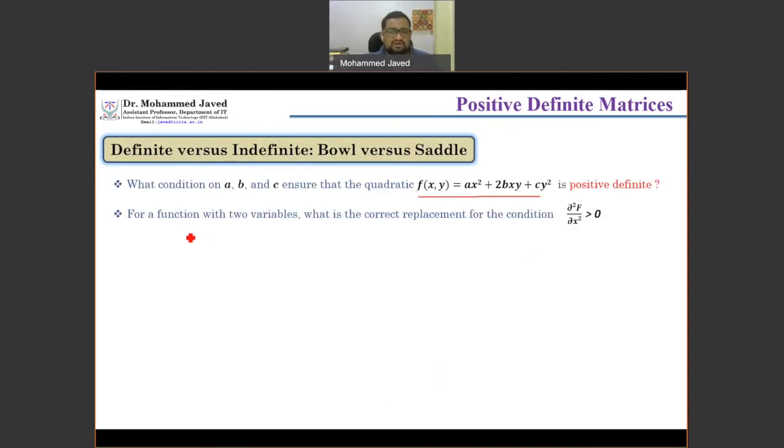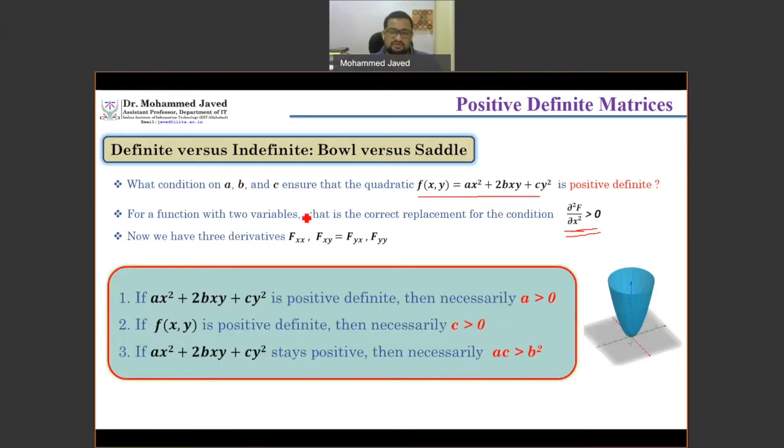Now, we have already calculated the second derivative and ensured the condition that the second derivative should be greater than 0, that is, positive. For a function with two variables, what is the correct replacement for this particular condition? We want to ensure that. Now we have three derivatives, right? The second derivative with respect to x and x, with respect to x and y, and with respect to y and y. So these are the derivatives.